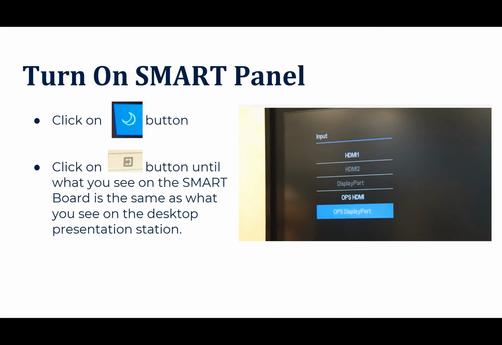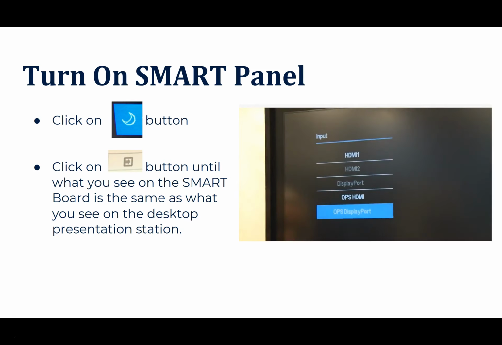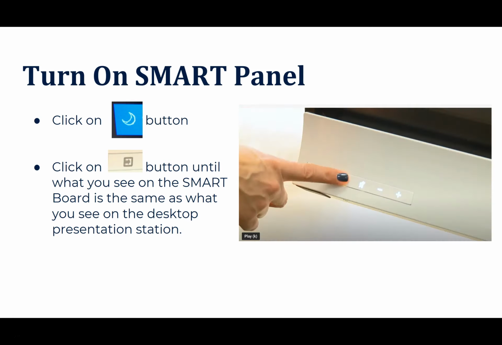If there is a flat screen TV or a smart panel in the room, you'll want to click on the moon-shaped button. This will wake it up from sleeping. Then you'll want to click on the input button that looks like the arrow until you see on the smartboard the same thing you see on the desktop presentation station.